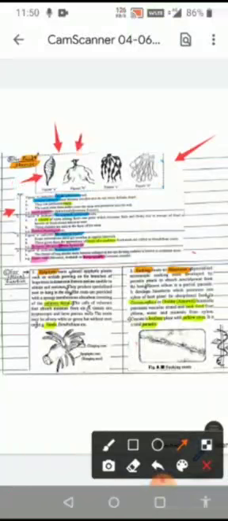The second one, fasciculated tuberous root. This is fasciculated tuberous root. They are produced in clusters. Cluster means they are produced in a group. They mostly become thick and fleshy, and they are useful for storage of food. So they are present in clusters below the node. Example, Dahlia, asparagus.